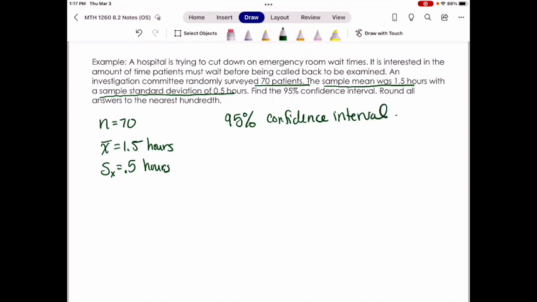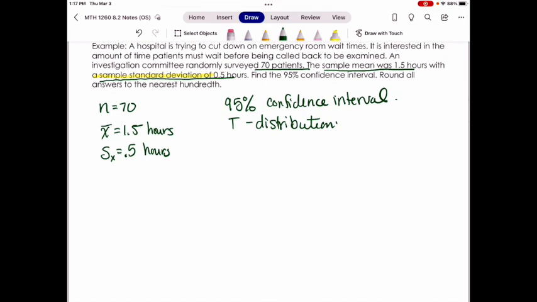Okay, so here's all the information we have, but I want you to pay attention to the wording here. Notice how it says it's a sample standard deviation. We don't know what the population standard deviation is in this problem, which tells me I'm going to use the t-distribution rather than the z-distribution, our normal distribution. So the first thing we're going to do is calculate this by hand, and then we're going to do it on the calculator and compare our answers.